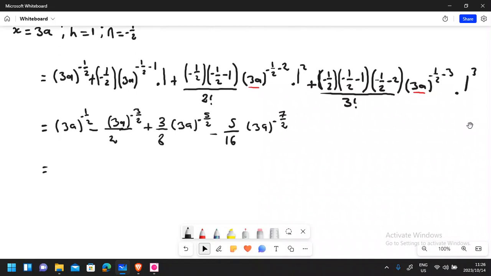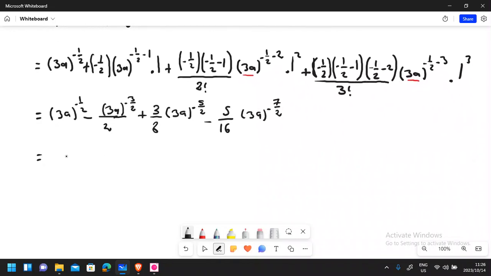So let's continue. Now let's look at this here. Now this one here is going to be 1 over 3a to the power of half. Remember, we're going to change the sign of the exponent. The expression that is affected by the exponent should go to the denominator when it's at the numerator. So it's going to be like that.